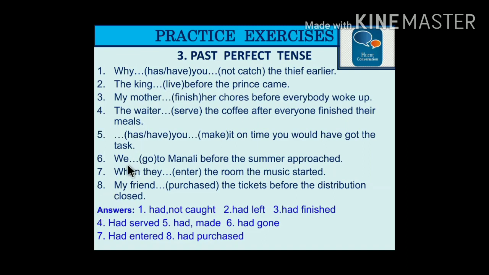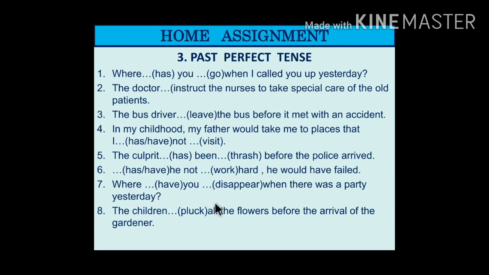So there's no need to learn the formula and all. It's just sense. When you understand the concept of time, tenses talk about time and they talk about work. So to indicate the time, you will use the helping verb, and to indicate the work done, you will use the different forms of the main verb. Next, gone, third form: we had gone to Manali, right? Then, when they had entered, my friend had purchased. Clear? Then next, take a snapshot of this home assignment quickly. Be ready, smart students. Very good.